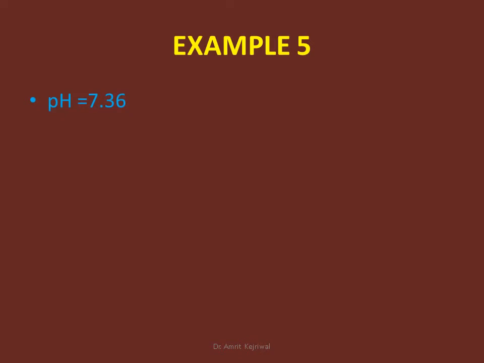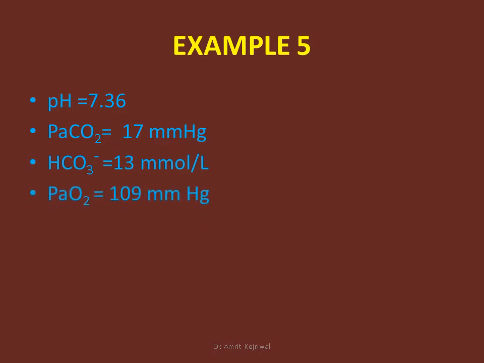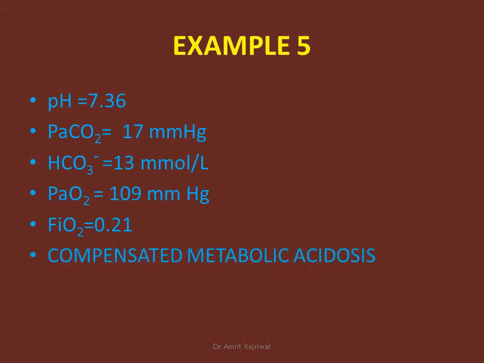Example 5. pH 7.36, so this goes in favor of acidosis. PaCO2 is 17, very low, and bicarb is 13. So this goes in favor of metabolic acidosis at PO2 109, FiO2 is 21. The bicarb is 13 and PaCO2 is 17, both are reduced proportionately, so it goes in favor of compensated metabolic acidosis.